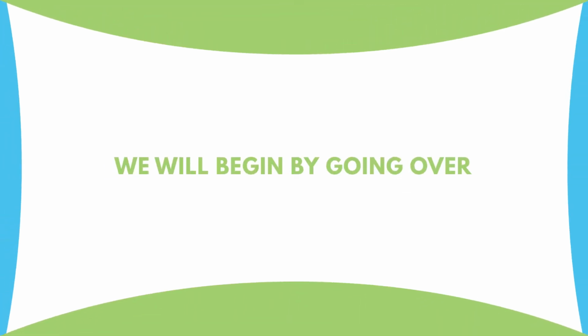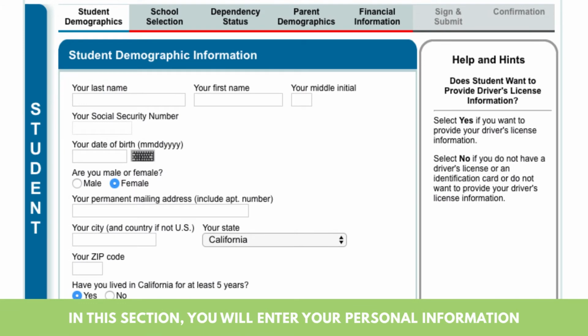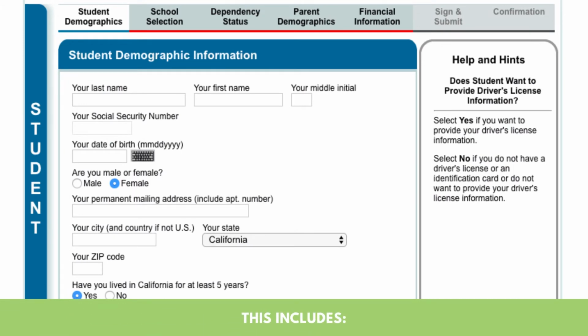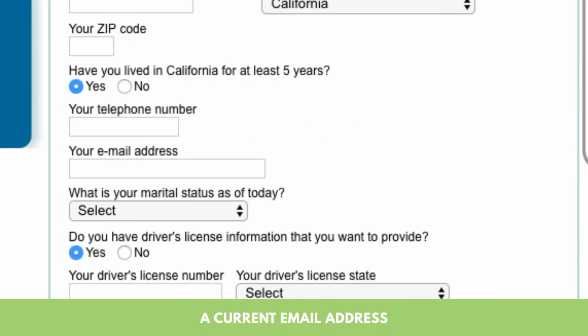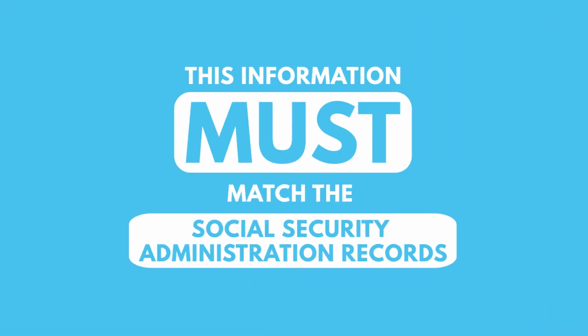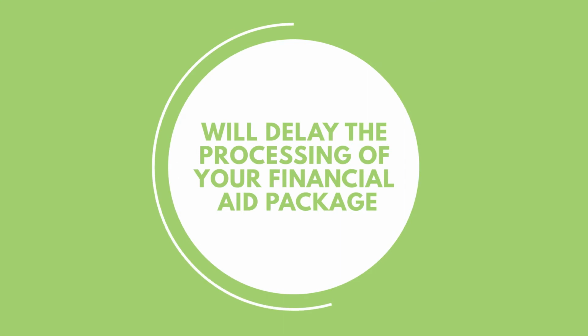We will begin by going over student demographics. In this section, you will enter your personal information. This includes your name, Social Security number, date of birth, and a current email address. This information must match the Social Security Administration records. Providing inaccurate information will delay the processing of your financial aid package.